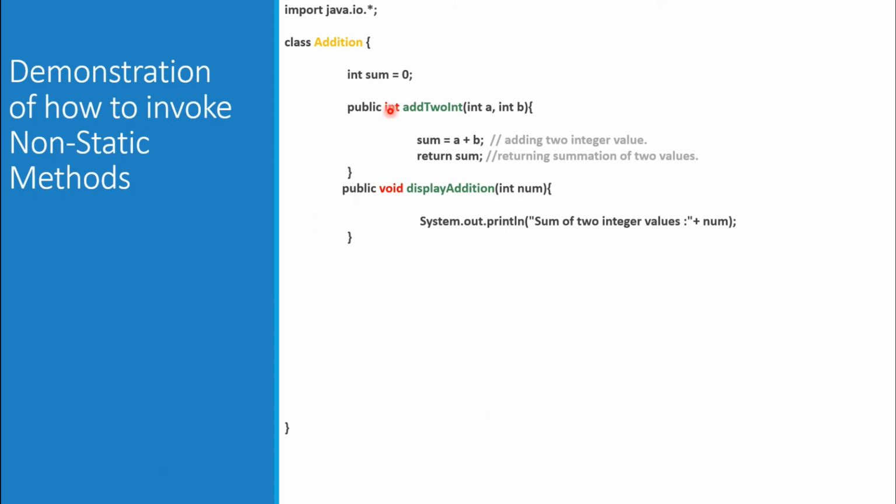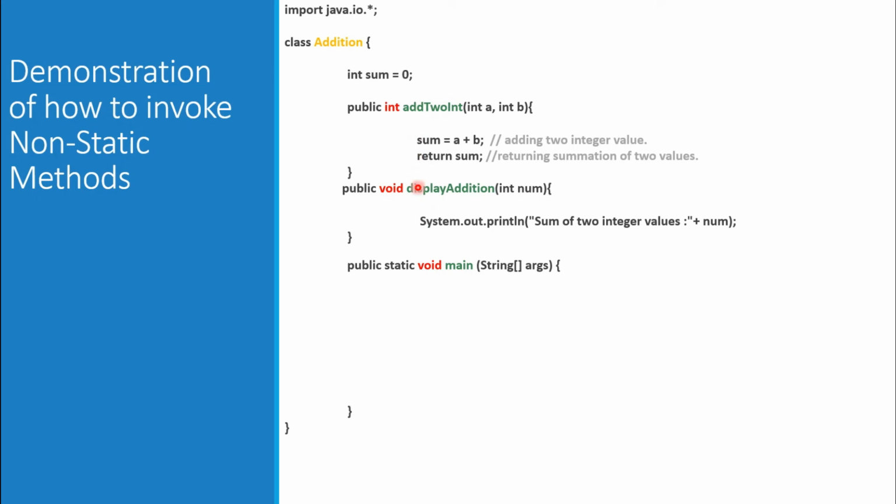We create another function called display that displays the added values. Then we have a main function. Now tell me what we will be doing next. You have already learned that we need to create objects for non-static methods. Since those methods are non-static, we need to declare objects for them.